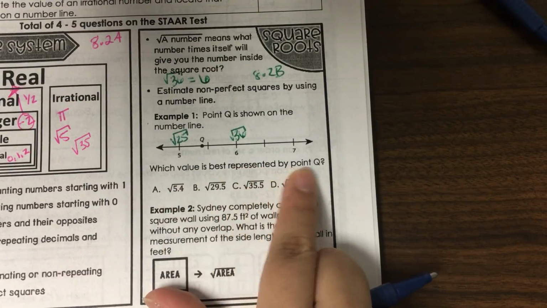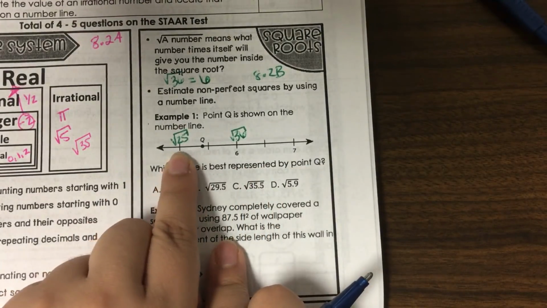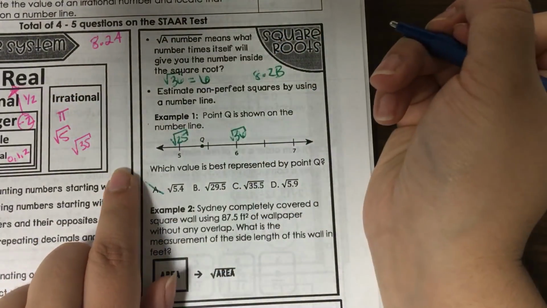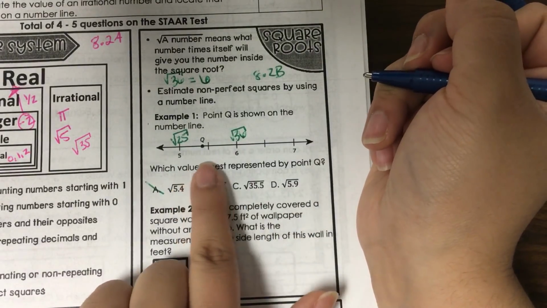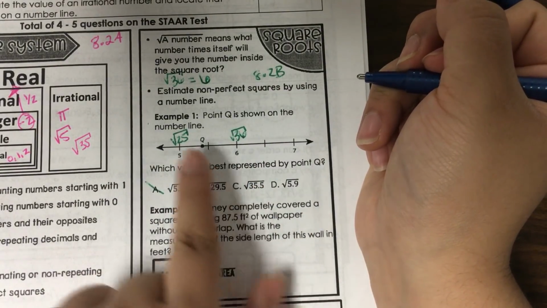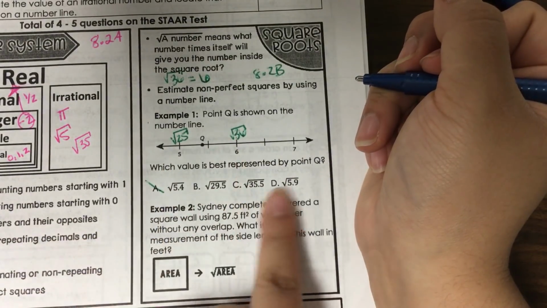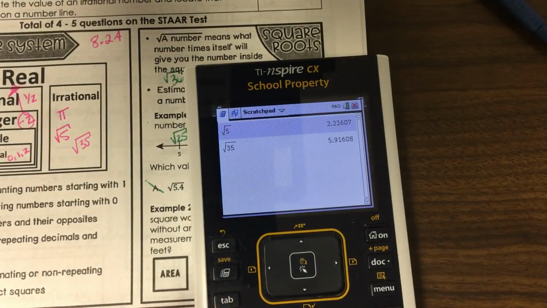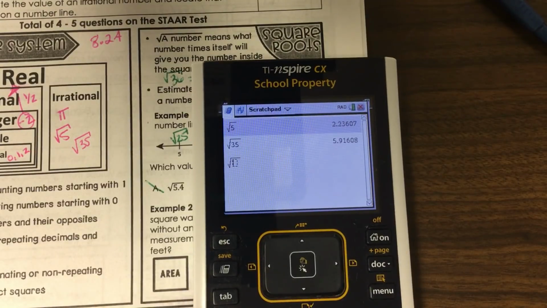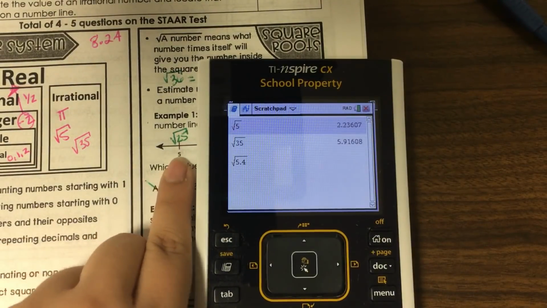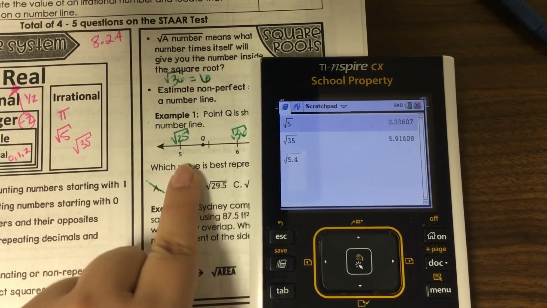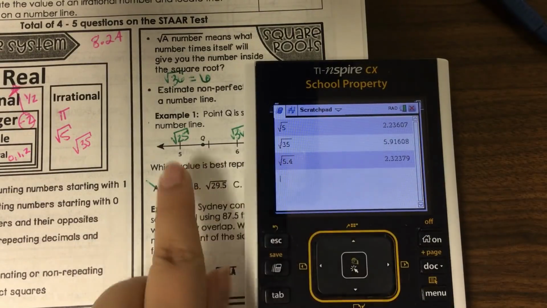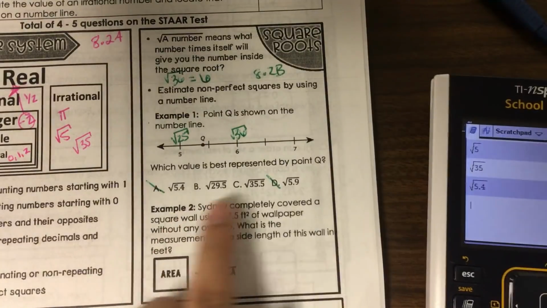So which value is best represented by point Q? The square root of 5.4, that's on the left side of the square root of 25. So I know that this one's not going to be right. Let's see, this one could be it. It's between 25 and 36. The square root of 35.5, again, between the square root of 25 and the square root of 36. But the square root of 5.9 wouldn't work. And let's just check that, because if we typed in the square root of 5.4, let's see if it would fall somewhere between 5 and 6. I don't think it will, because if it would, it should be between the square root of 25 and 36. That's right, 2.23, that's somewhere over here on this side. So these two don't work.